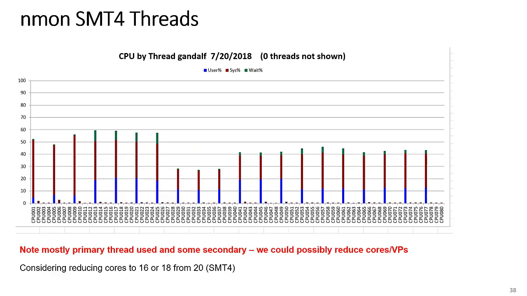And this is just showing you with the threads. You can see that only the primary thread on each one of these is used, and so in fact it's currently got 20 cores.